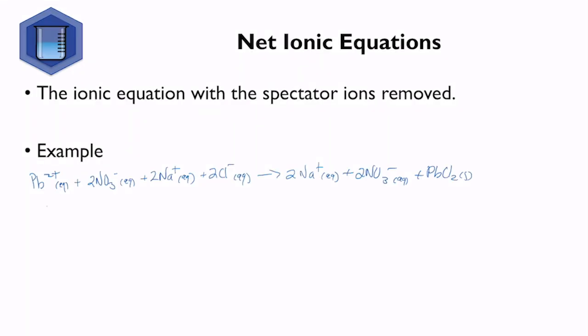So if we look back at the ionic equation we just wrote, if a substance appears on both sides of the arrow that hasn't changed, then it is a spectator and we can cross it out. What's left then, we will rewrite and put into the net ionic equation. That gives us Pb2+ aqueous plus 2 Cl- ions in aqueous solution forms PbCl2, a solid.